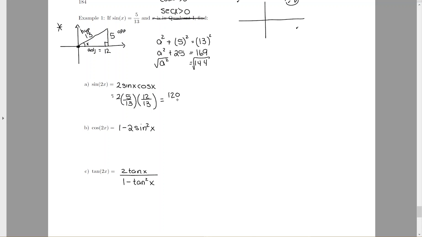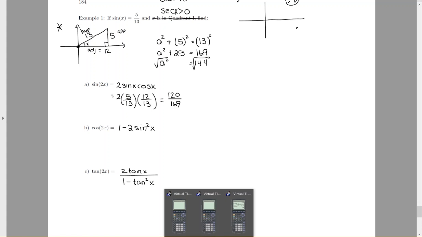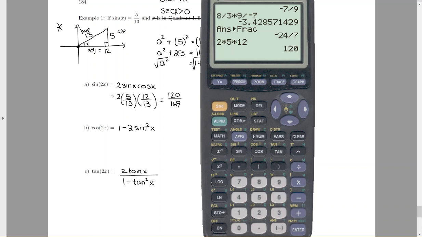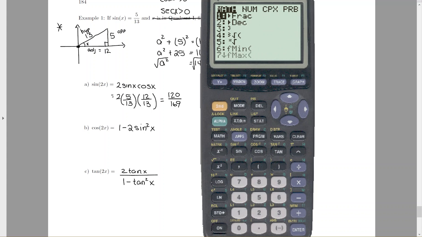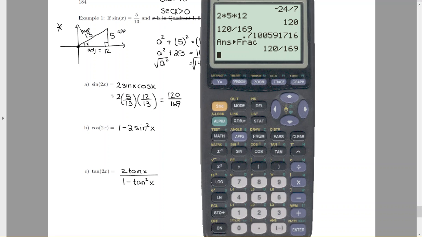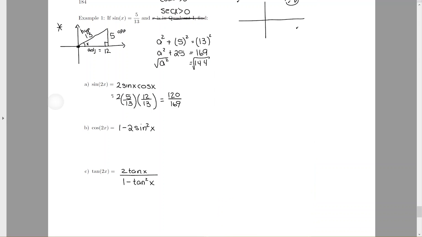And then 13 times 13, 169. Now, I don't believe that reduces, but if I want to check to make sure, again using your calculator, I would type in 120 divided by 169, hit enter, and then do math, enter, and see if that reduces, and it doesn't. So the double angle for sine is the ratio 120 over 169.